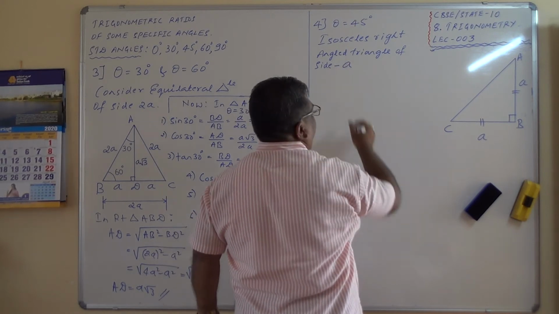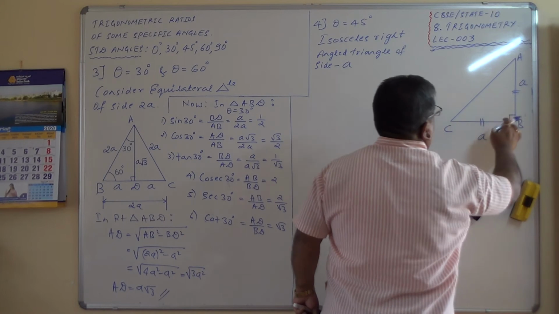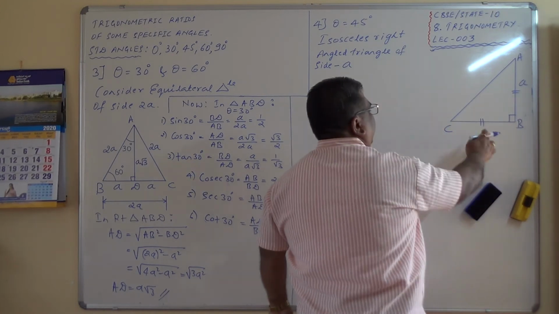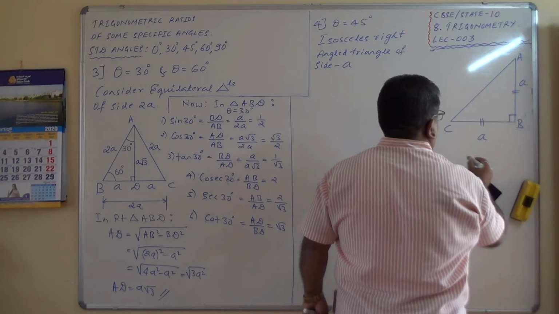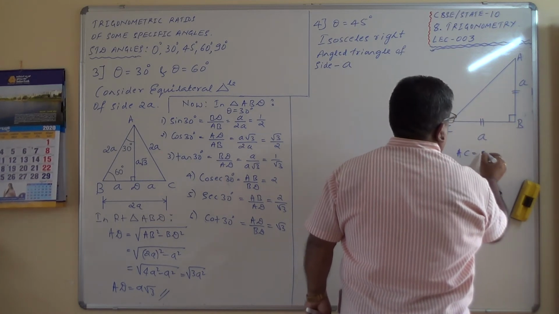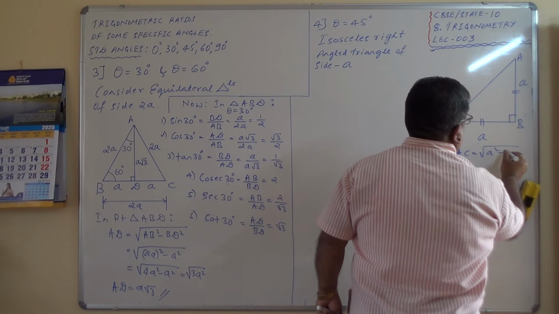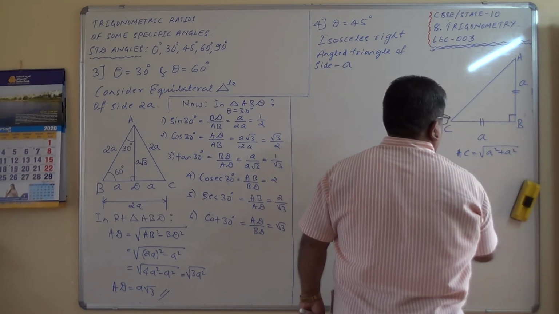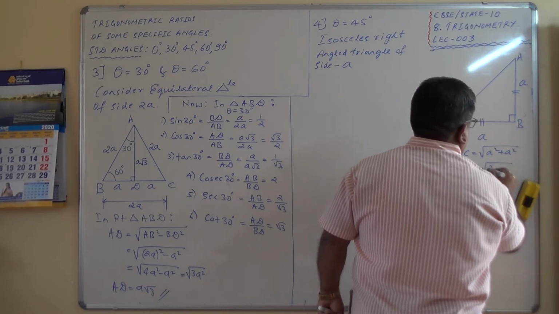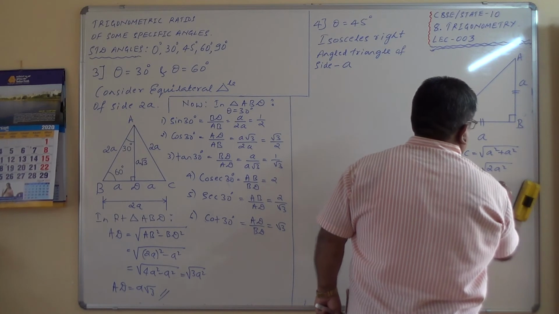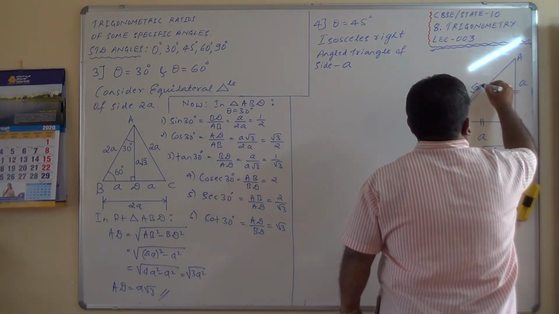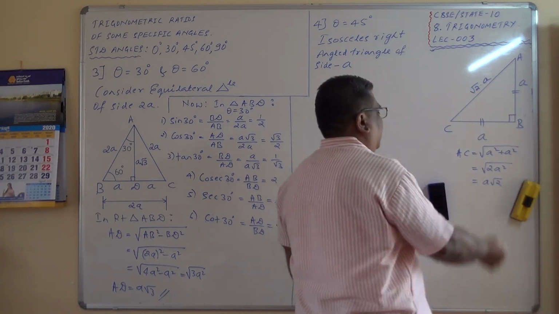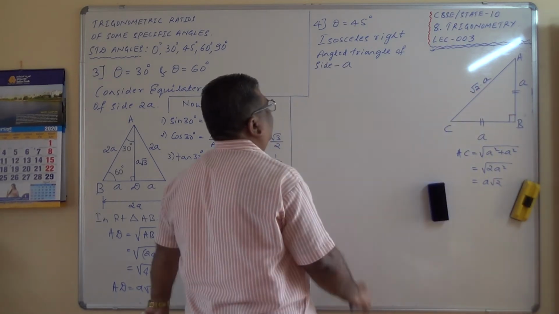Of side A here. This is A, this is A, and therefore what is AC? AC equals under root of A square plus A square, which is 2A square, which is A root 2. So this will be root 2 times A. This is how AC has been worked out.